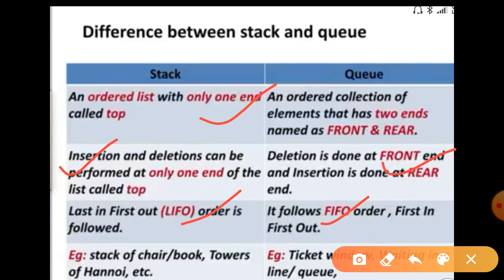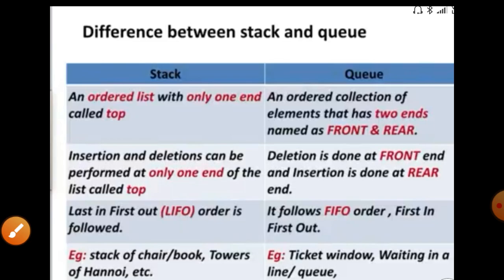Examples for the stack are a stack of chairs or books. Suppose you arrange chairs one by one, which chair do you have to remove first? The top chair. Like this, if you keep books one by one, you can take only the top book. So that is the example for the stack. Next, the examples for the queue: a ticket window, or waiting in a queue line.